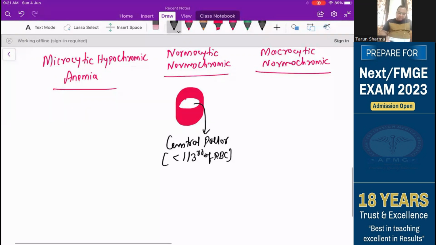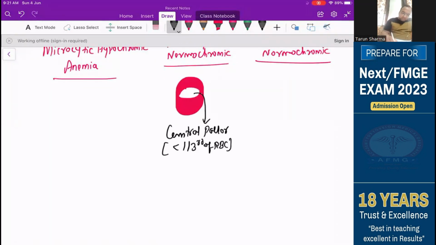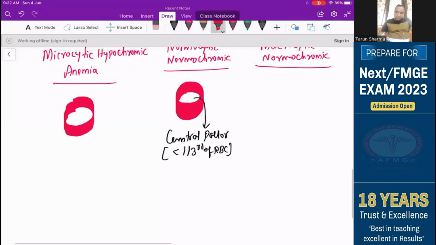So let's see, in microcytic hypochromic anemia, what kind of RBCs are we going to see? Like this. First of all, we are going to see smaller RBCs as compared to the normal RBCs, and there will be more central pallor. So the central pallor will be more and the size of RBC will be smaller. While in macrocytic, the size will be increased and central pallor will be reduced, like this.